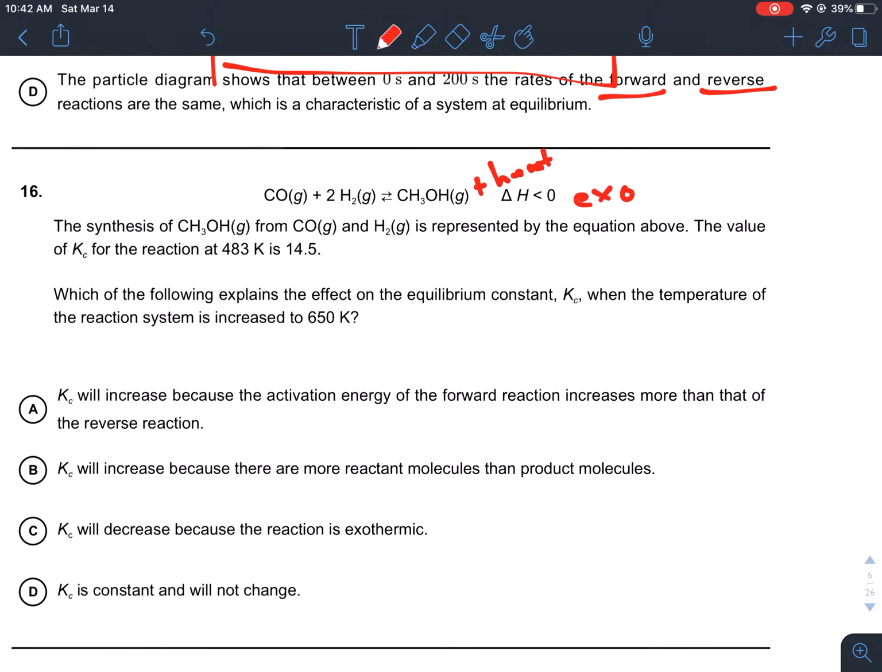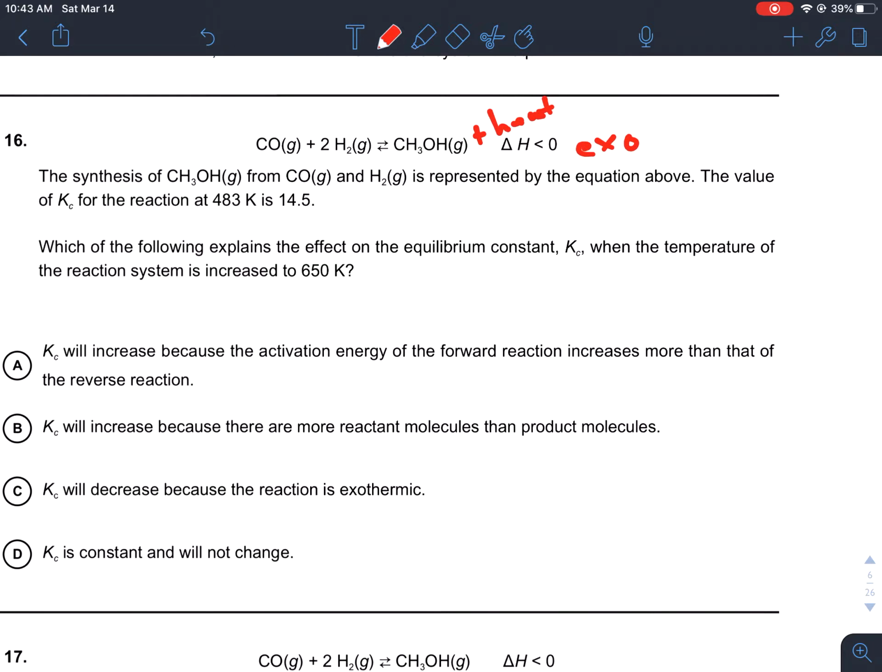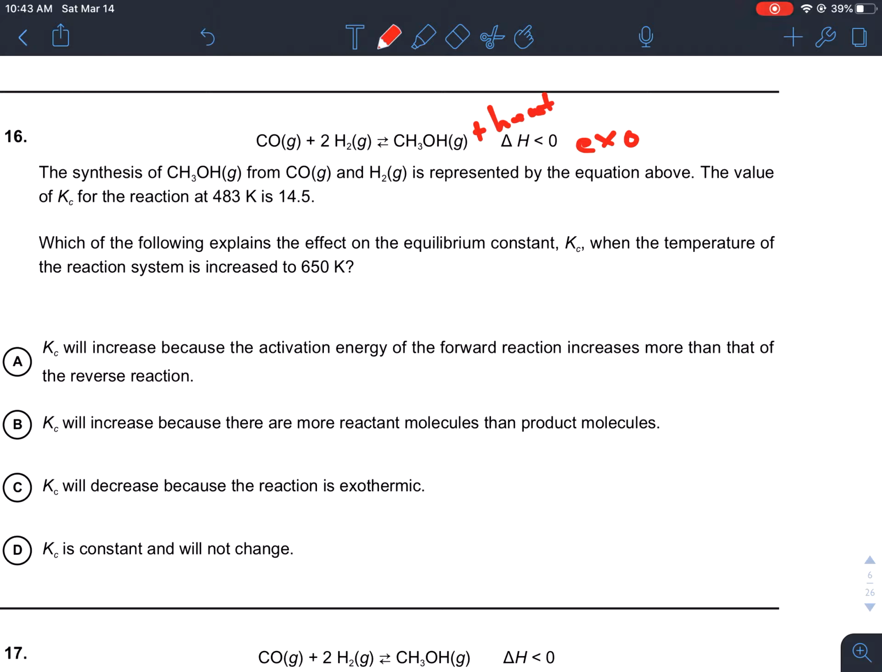All right, the synthesis of methanol from carbon monoxide and hydrogen gas is represented by the equation above. The value for Kc of this reaction at 483 K is 14.5. That's just a K that is greater than 1, meaning it has way more products and very little reactants. Which of the following explains the effect on the equilibrium constant Kc when the temperature is raised? Okay, so what happens to Kc?